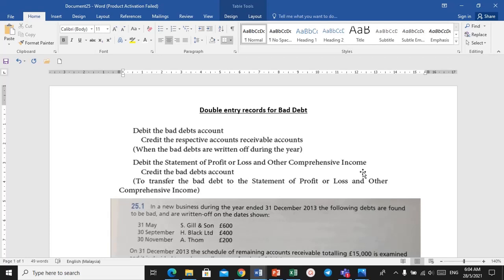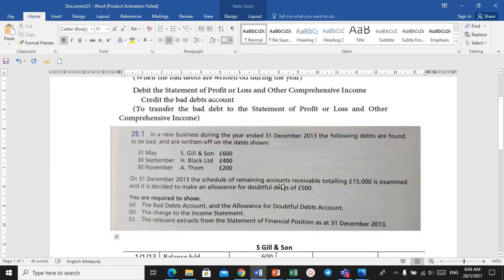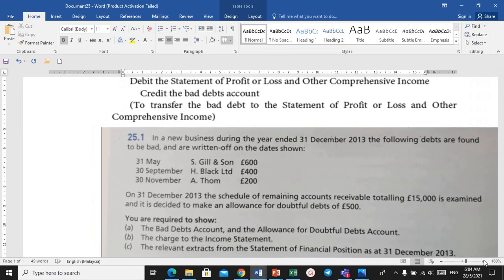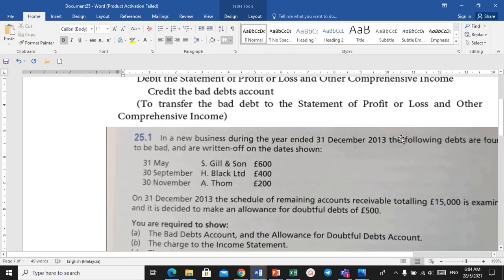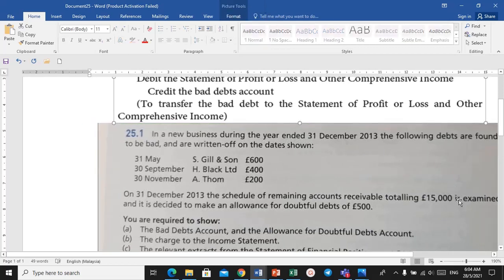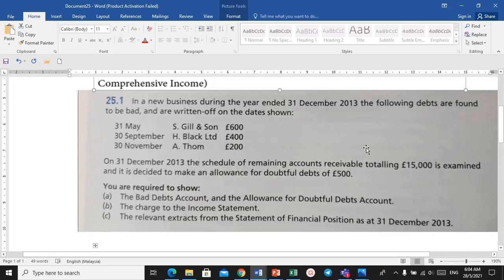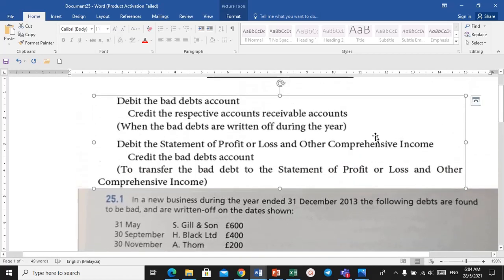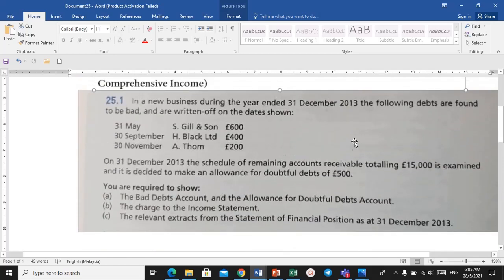So I'm gonna use this question that I have shared with you earlier to discuss the technique of double entry when we have bad debts in our company. Okay, so I have these notes that I pasted from the previous lecture notes that discuss the double entry, and then this is the question that we are going to use as an example. So let's go through the question first.